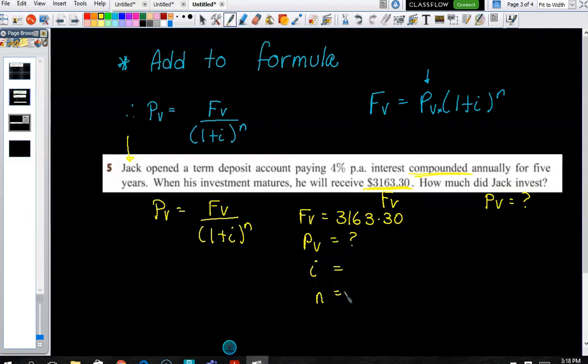So, what is my I? Excellent. 0.04. Cleo, you with us? What's our N? So what is it? Sienna?